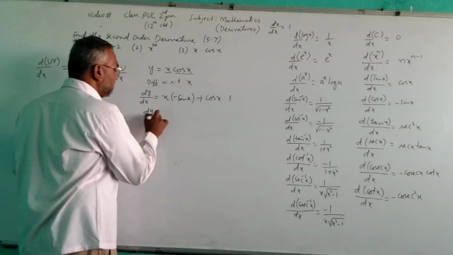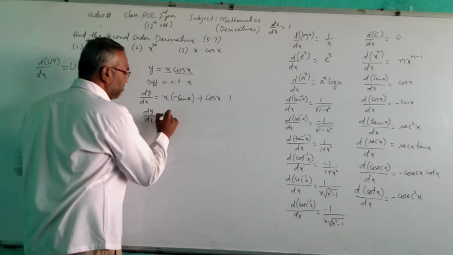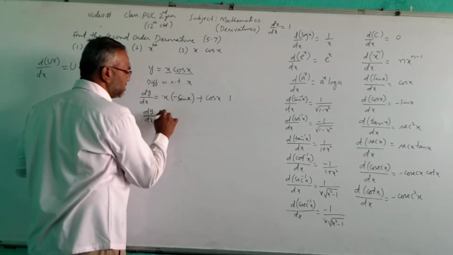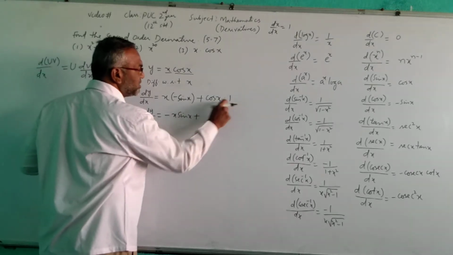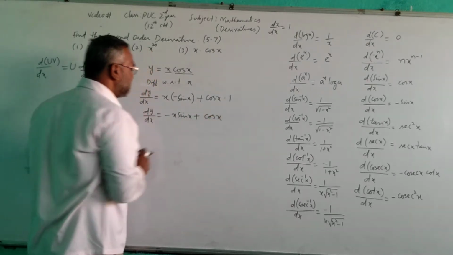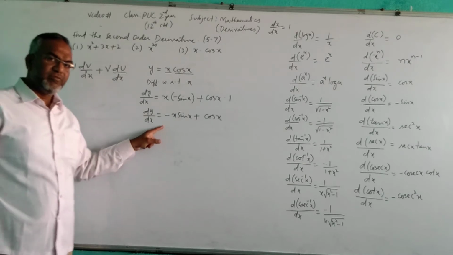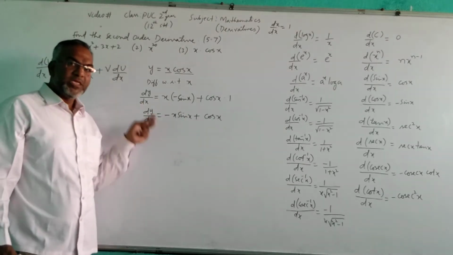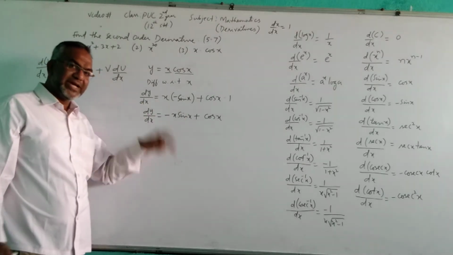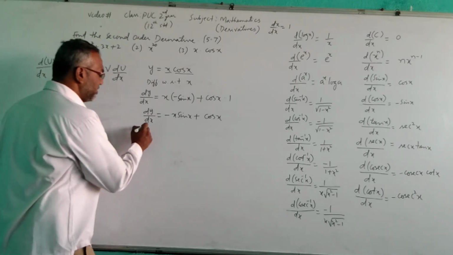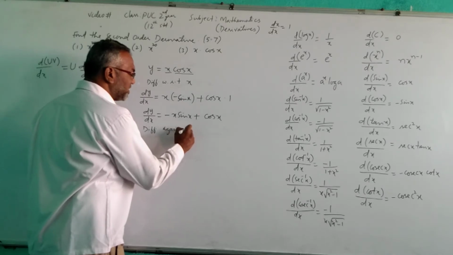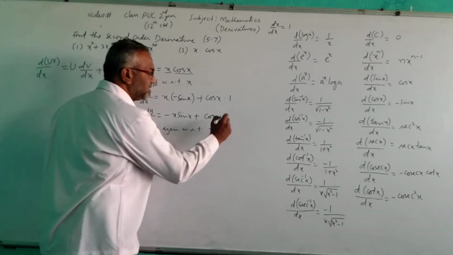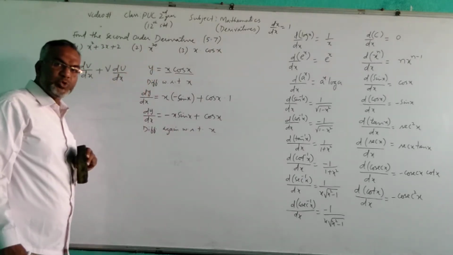So what we got? We got dy by dx as minus, this will be plus into minus is minus, x sin x plus cos x into 1 is cos x. This is first order derivative. First order derivative is over. Now we have to differentiate this again. Second order derivative. To get the second order derivative, differentiate again with respect to x.